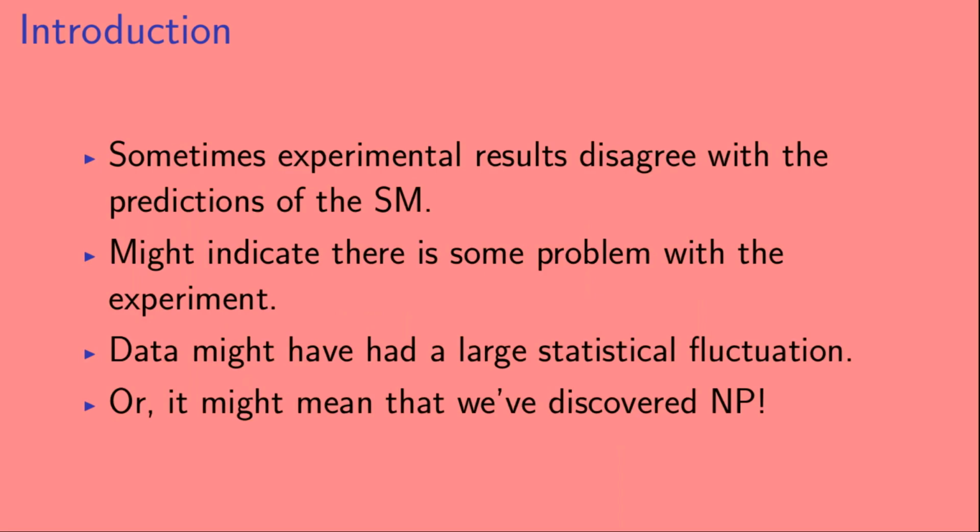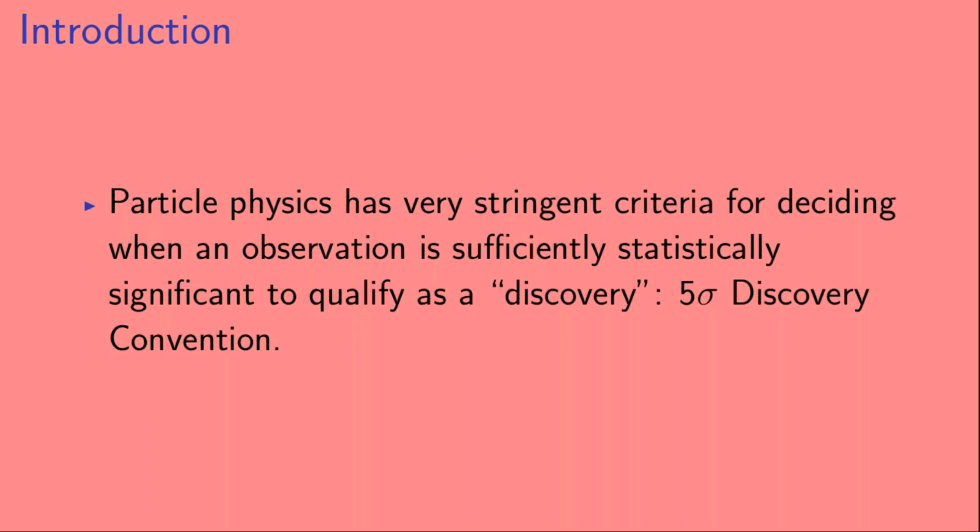Now, sometimes experimental results disagree with the predictions of the standard model. This might indicate that there is some problem with the experiment. It also might be that the data displayed a large statistical fluctuation relative to its mean. Or it might mean that we've discovered new physics. Now, particle physics has very stringent criteria for deciding when an observation is sufficiently statistically significant to qualify as a discovery. We have the 5 sigma discovery convention.